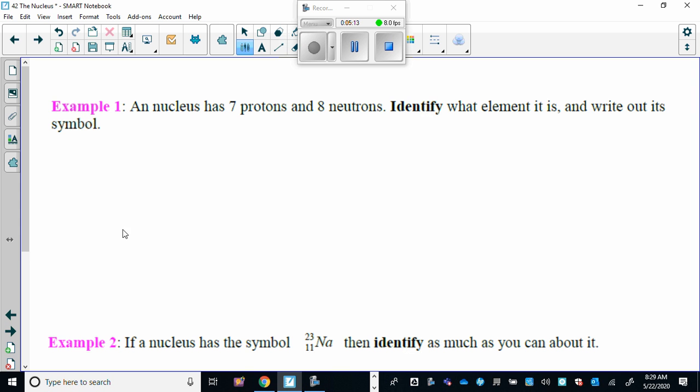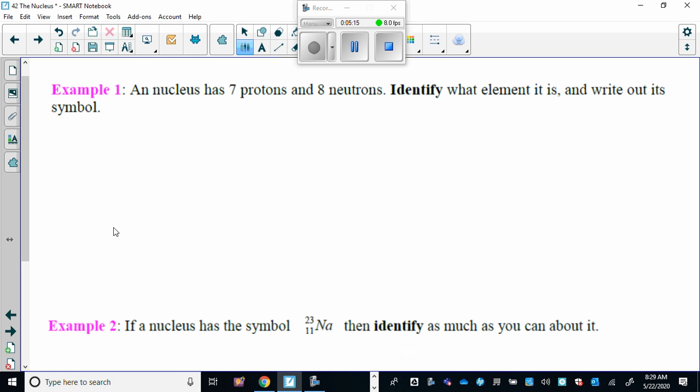Oh, here we go. We got an example right here. A nucleus has 7 protons and 8 neutrons. Identify what element it is and write out the symbol. If it has 7 protons, the 7 goes down here. And if it has 8 neutrons, what number goes up here? 15. Because 15 is the number of nucleons, the number of protons and neutrons combined. Then you look on your periodic table, and if you're writing a physics diploma or a physics test, you always get a periodic table with you, and you will find out that that is N for nitrogen.